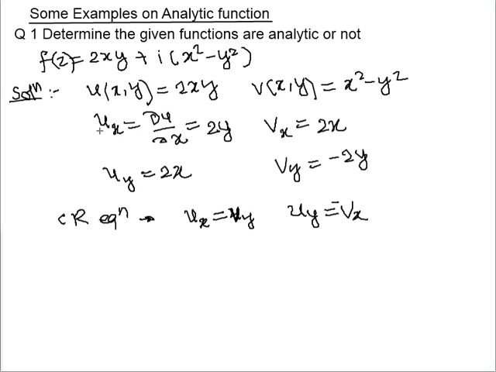So we can check: u x is 2y and v y is minus 2y, so both are not the same. So this is not satisfied. Similarly, 2x equal to minus of 2y is also not satisfied. Hence the CR equations are not satisfied, so we can say the given function is not an analytic function. Clear? Next we go to another example and check whether the given function is analytic or not.